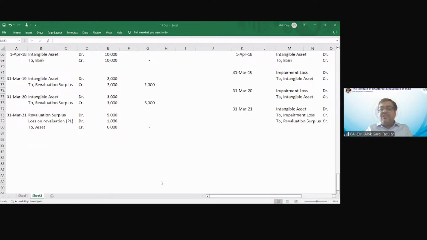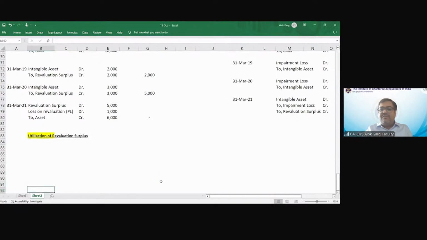So utilization of revaluation surplus. Friends, you remember we discussed this utilization of revaluation surplus concept also. Utilization of revaluation surplus.